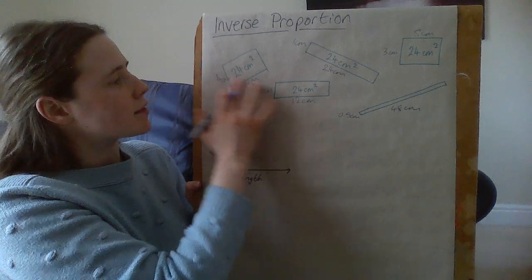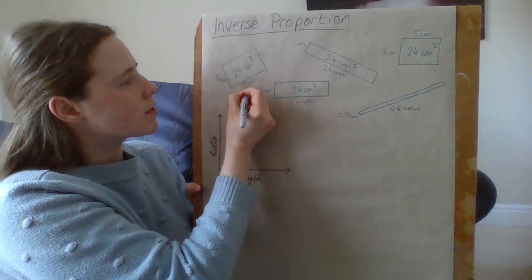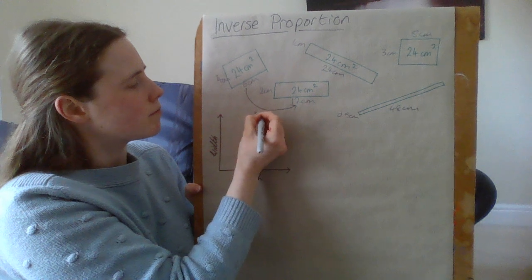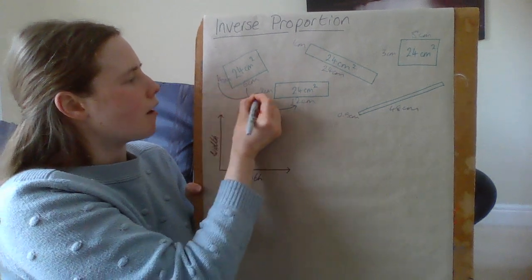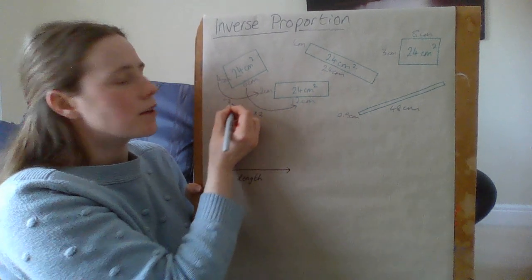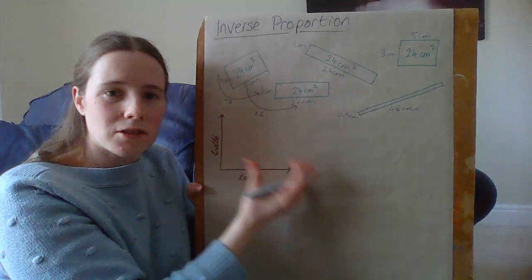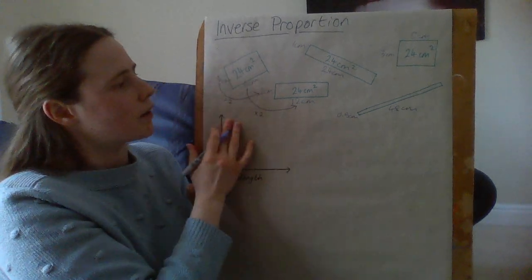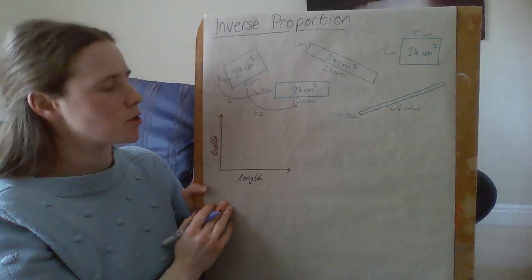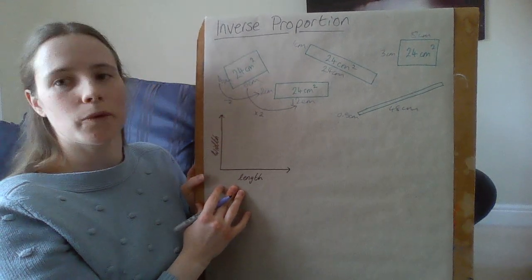So if we look at this rectangle and this rectangle, hopefully you can see that this one gets doubled and this one has to then halve, so that the product of them still gets you the 24. Okay, so you can see a little pattern going on there with those ones. If I were to actually plot them, let's have a think about what that would look like.